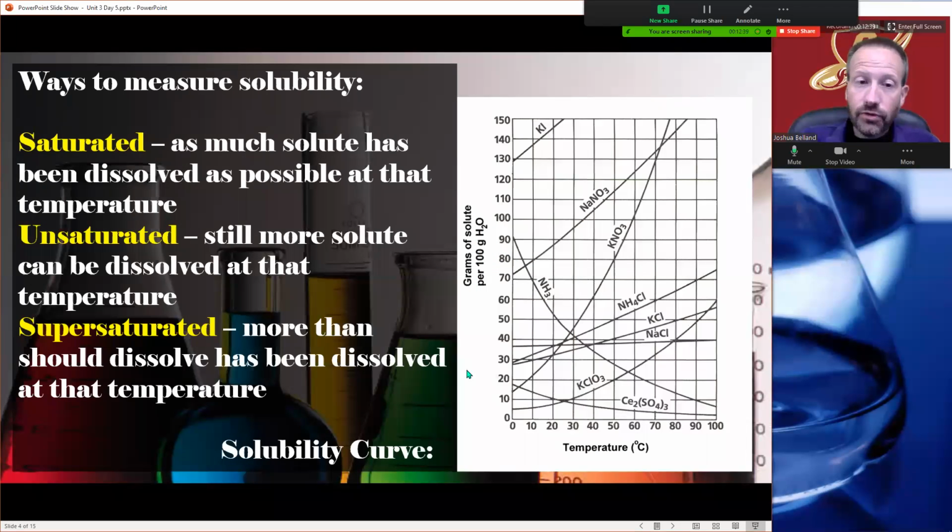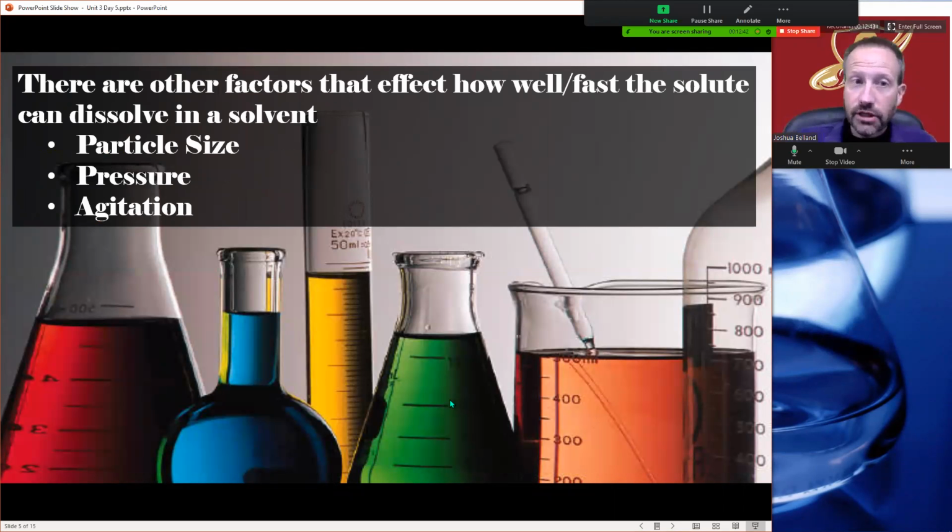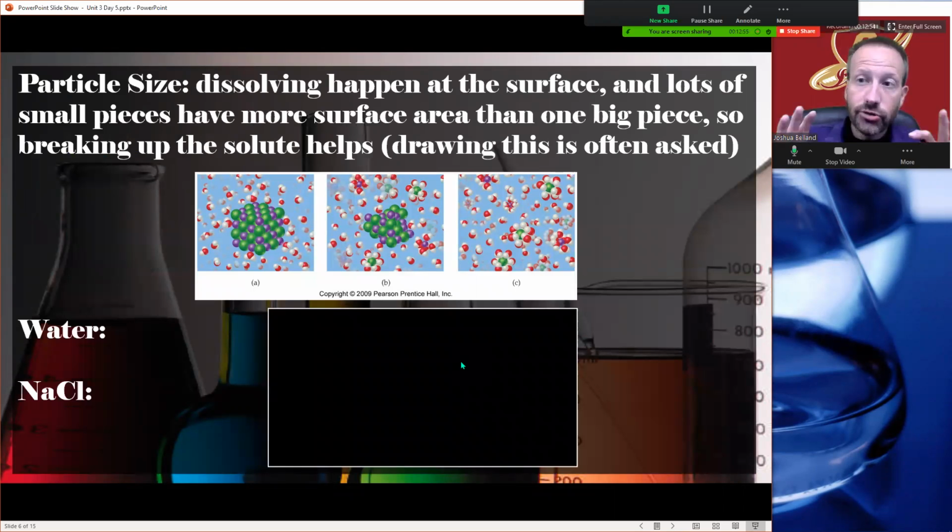Okay, let's move on to other factors that affect how well or fast something dissolves. I'm mostly going to be talking about how quickly you can make that solution: particle size, pressure, and agitation. Particle size is a big deal. It makes sense if you think that I put a big solid chunk of something in, say, water. Well, the water can only attack the outside of that solid chunk because that's the only part the water can touch. So it takes time to pull away the outside layer and expose an inside layer, to pull away that inside layer to expose the next inside layer. And that's why it takes a while to dissolve things.